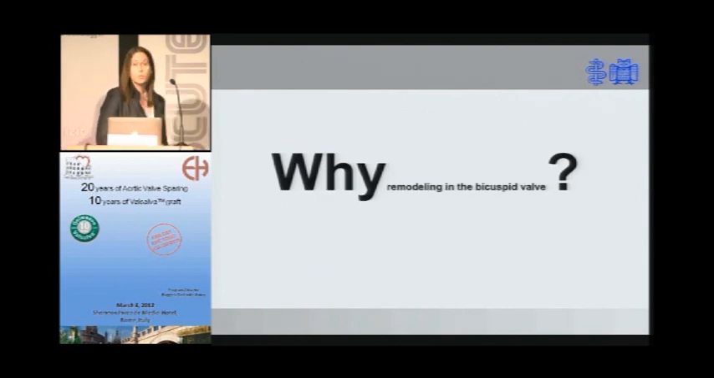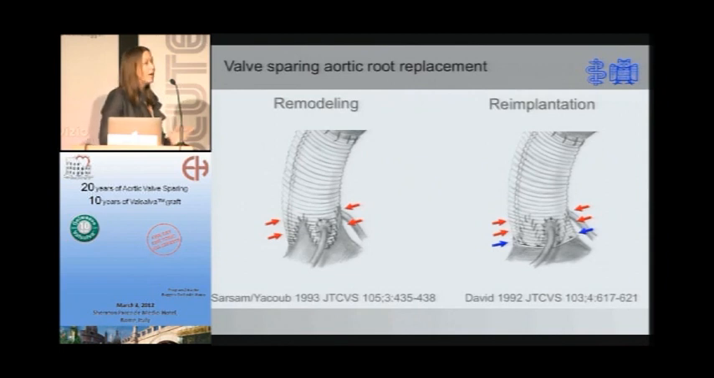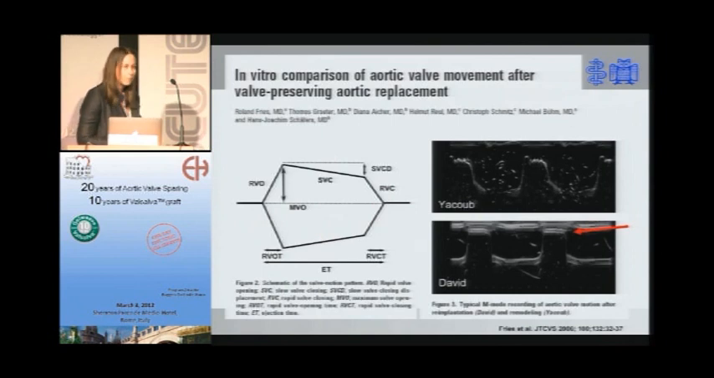So why do we prefer the remodeling technique? Everybody knows the two valve sparing techniques. On the one hand, the remodeling technique, which recreates the sinuses and stabilizes the sinotubular junction. And on the other hand, the reimplantation technique, which additionally stabilizes the aortoventricular junction. We already heard this morning that aortic root distensibility is markedly reduced at all levels of the aortic root after the reimplantation technique, whereas the remodeled valve has almost normal root distensibility.